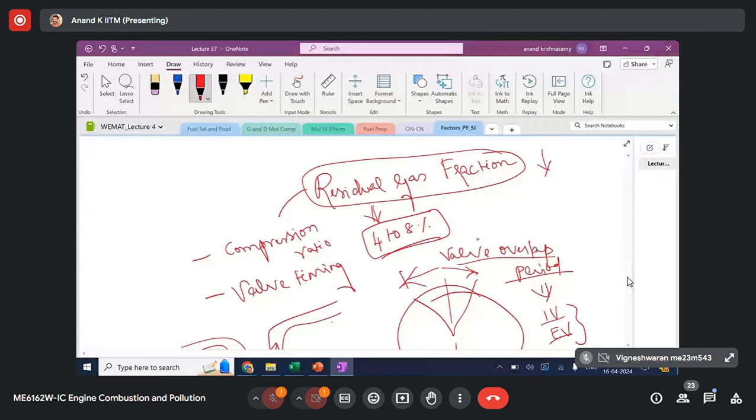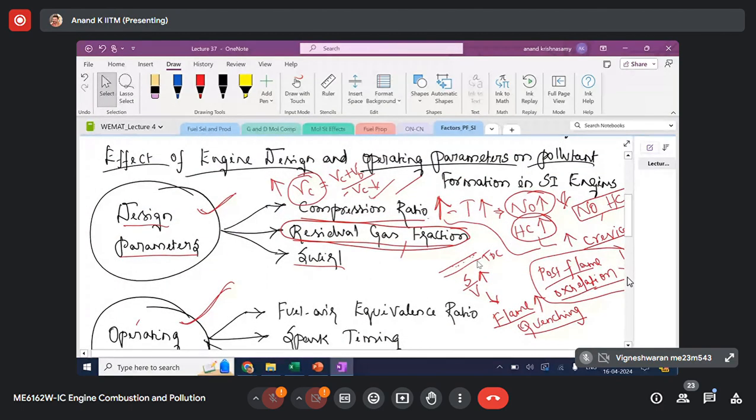So you have this residual gas that remains in the engine cylinder, some fraction of product of combustion remaining in the cylinder, and that proportion can be varied by varying compression ratio or by varying valve timing or both. By using this, you can increase or decrease the residual gas fraction. And that is the reason why it is listed under design variable.